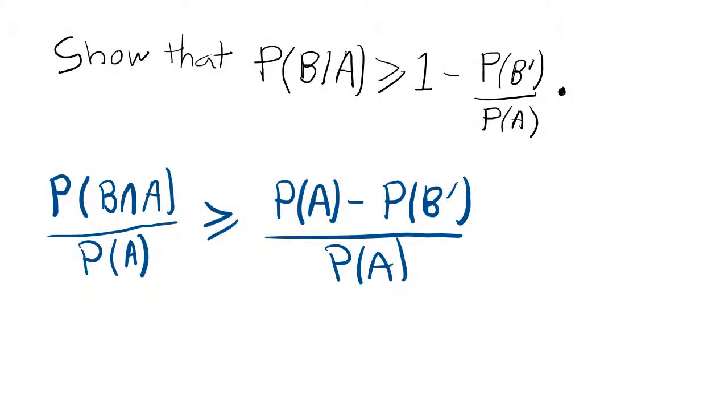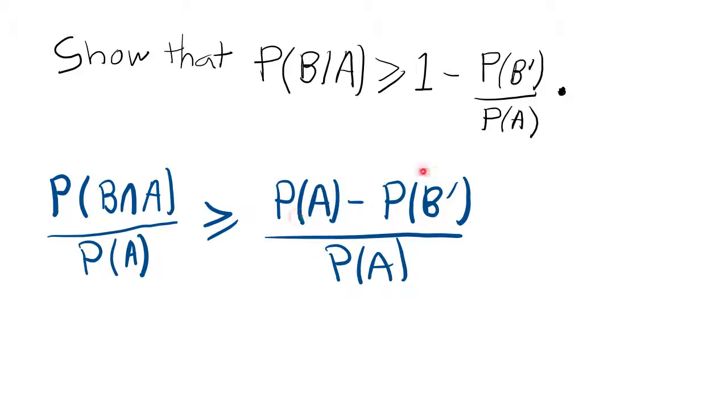Here we're asked to show that the probability of B given A has to be greater than or equal to 1 minus the probability of the complement of B over A. So how do we go about proving this? First things first, what I try to do is rearrange the left side and the right hand side into something more familiar. We know the theorem: the probability of B given A is the same thing as the probability of B intersect A over the probability of A.